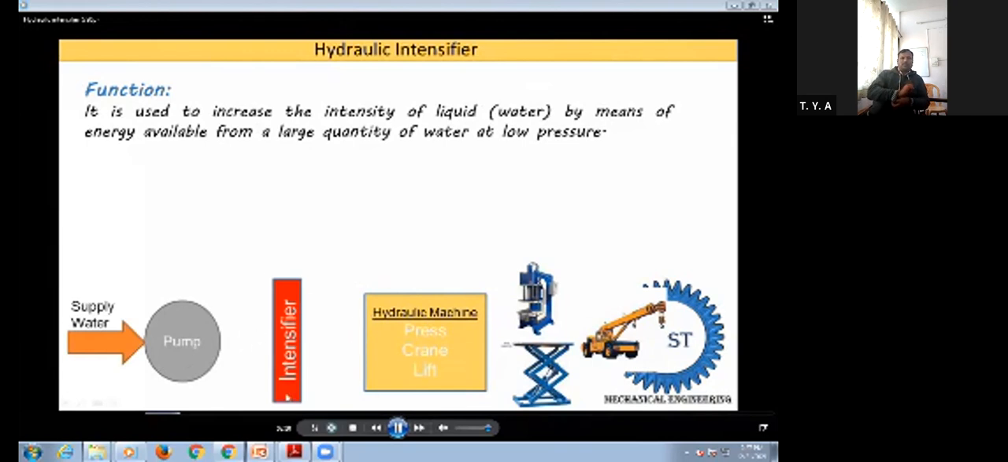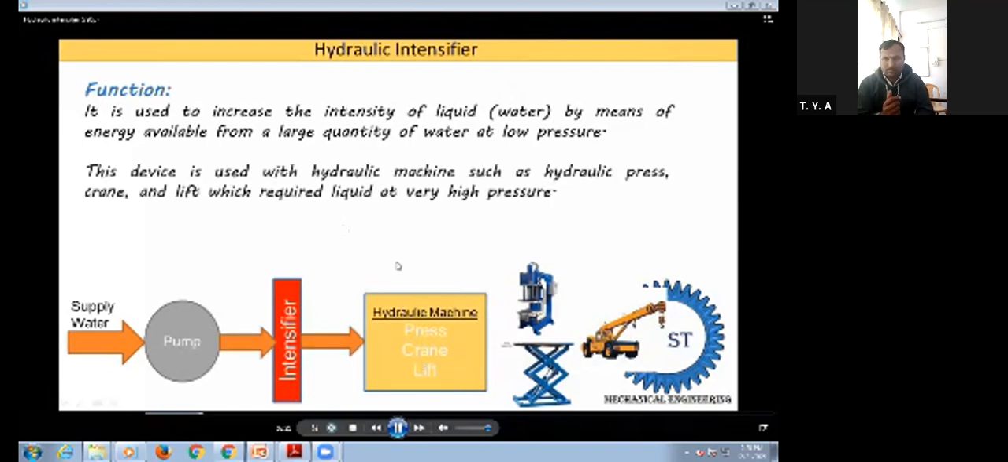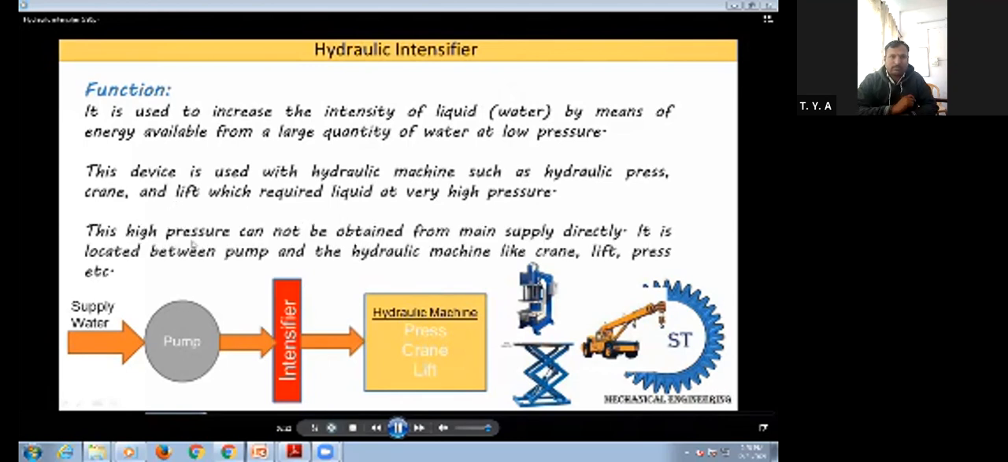So a hydraulic intensifier is used between the pump and different hydraulic machines like the press, crane and lift. Why is it used? Because it is not possible to achieve a higher pressure liquid in a pump. That's why we increase the pressure further in an intensifier. Similarly, it is written here: this high pressure cannot be obtained from the main supply directly, so it is located between the pump and hydraulic machines like crane, lift and press.